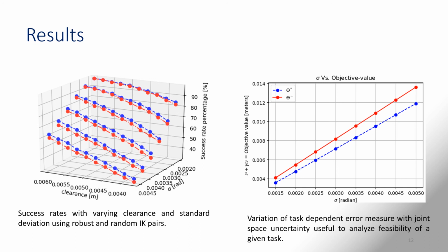For example, if a robot knows its sigma value for the joint space error as 0.003 radian and the allowable task space error is 0.007 meter, then that can be ensured more reliably by executing the robust IK pair as compared to the randomly picked IK pair.